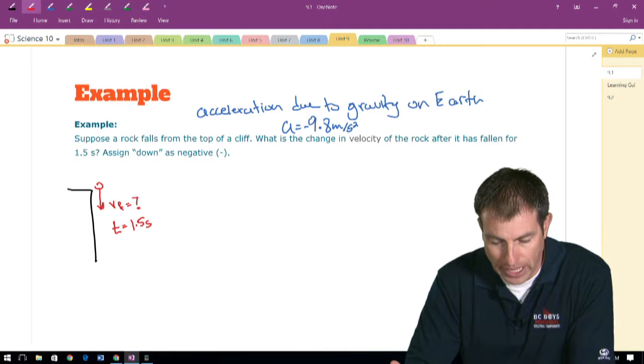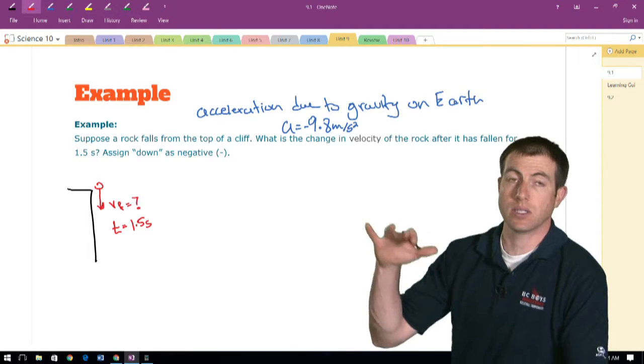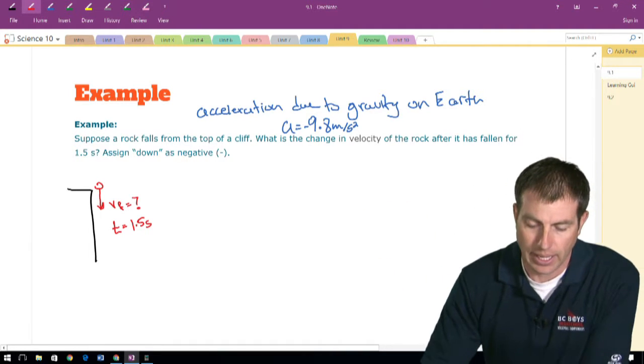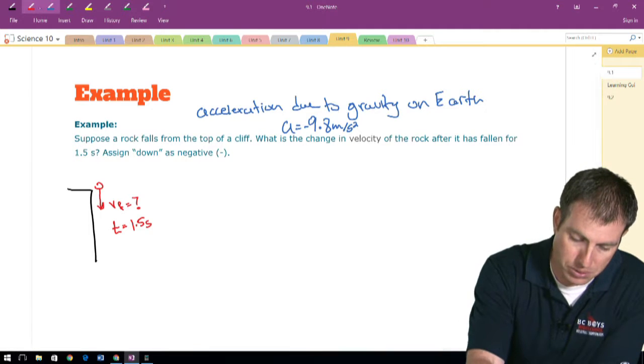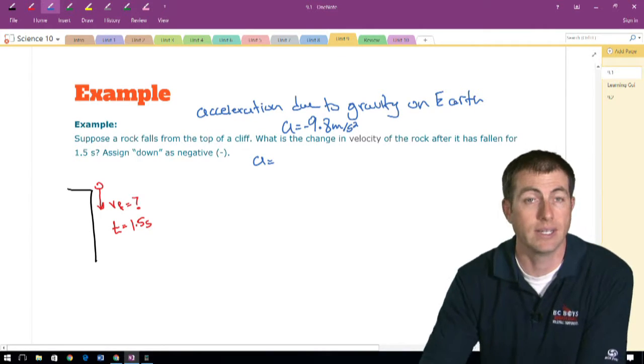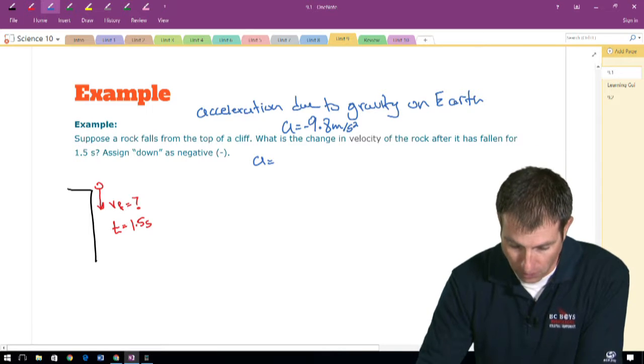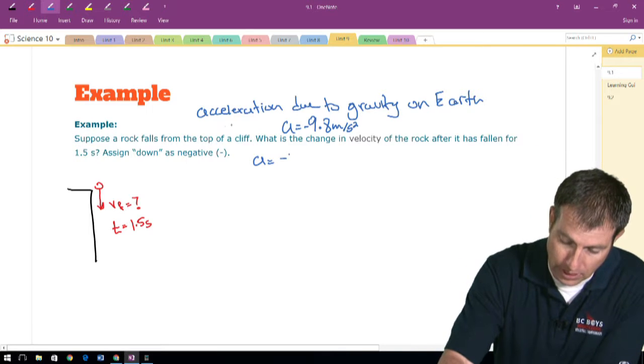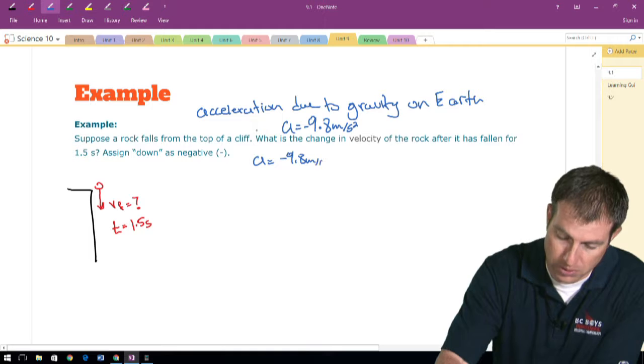Well, the good and the bad news is that all objects in free fall accelerate at negative 9.8 meters per second squared. So as soon as you see an object falling off a cliff, thrown, shot, fired, doesn't matter. If it's falling, its acceleration is negative 9.8 meters per second squared.